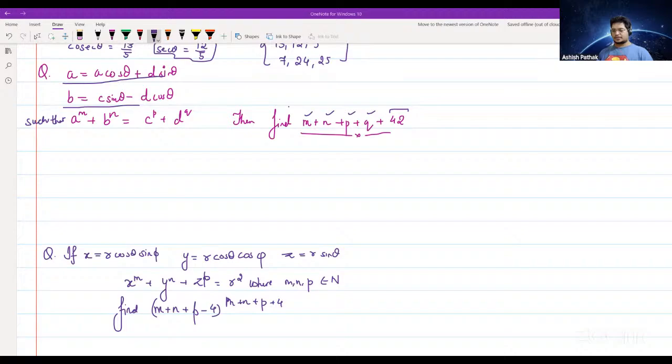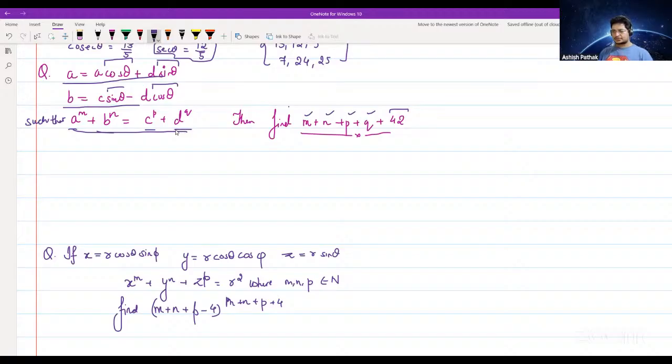Okay. Now I will solve it for you. Just understand. If somehow we can eliminate sine theta and cos theta from here, it will be really easy for us to solve this question, right? Because here we don't want that, correct? Yes or no? Do we want a sine theta and cos theta in this equation?